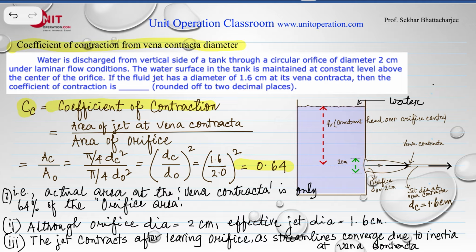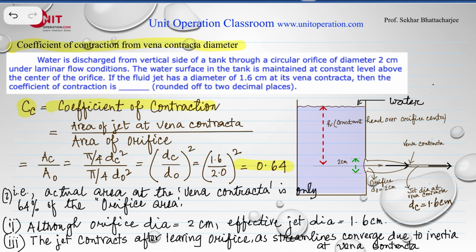And what happens? Streamlines converge. The streamlines converge at this vena contracta. We know that, right? So this is the orifice diameter, and right here this is the vena contracta diameter. Okay. So these values are given. This is 2 centimeter and this is 1.6 centimeter. We have to find out the coefficient of contraction.